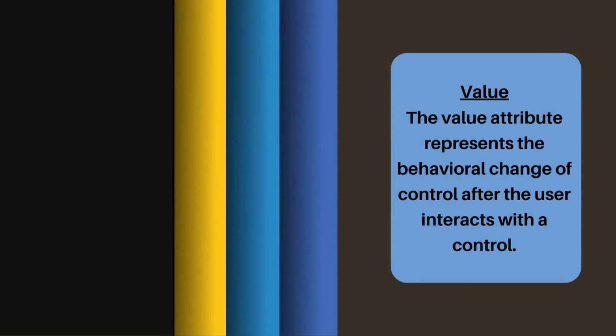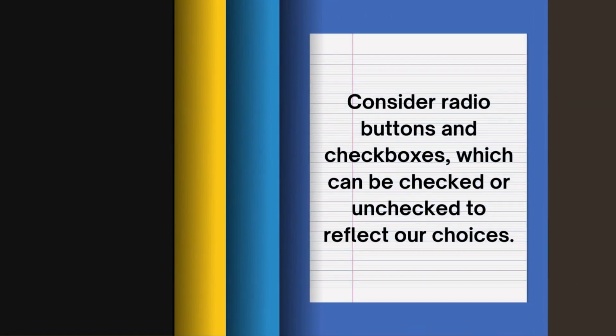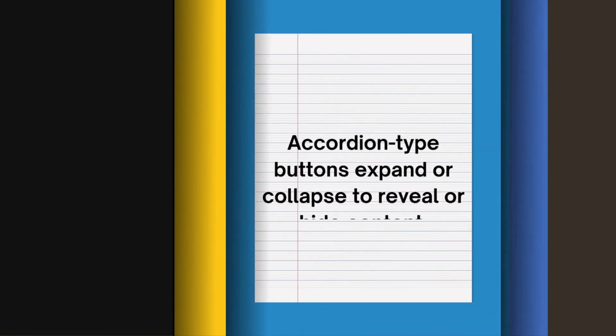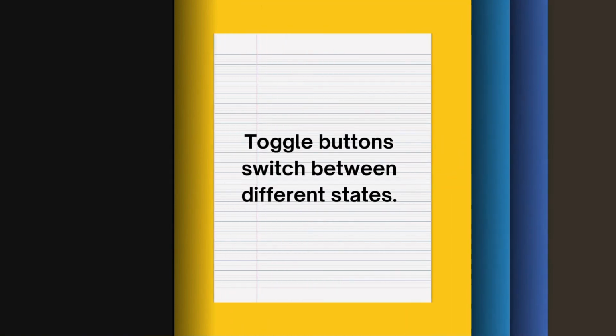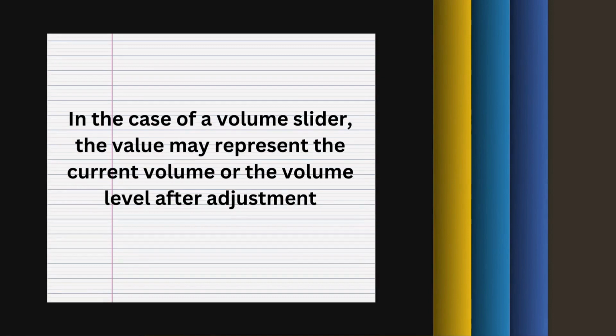And value. The value attribute represents the behavioral change of control after the user interacts with the control. Consider radio buttons and checkboxes, which can be checked or unchecked to reflect our choices. Accordion type buttons expand or collapse to reveal or hide content. Toggle buttons switch between different states, and in the case of a volume slider, the value may represent the current volume or the volume level after adjustment.